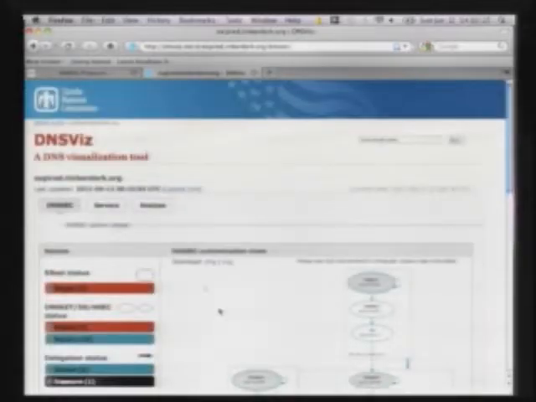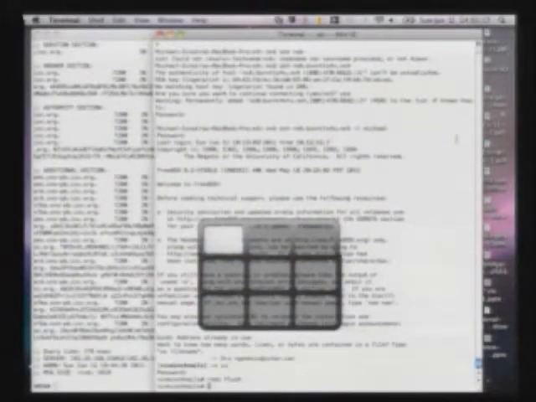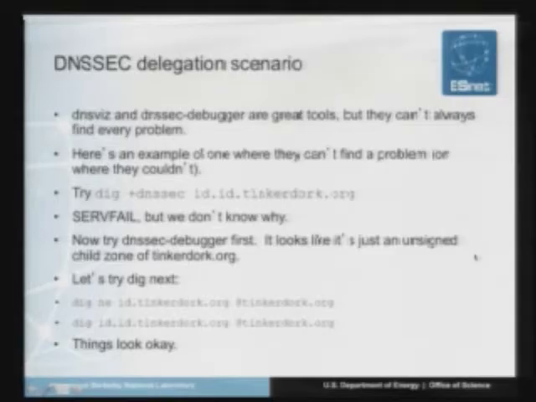Okay, so I'm going to have it start working on the next one, which is called ID, and then we're going to go do some troubleshooting with that. This way I'll allow DNSviz to do its thing. Okay, so if we try this one, dig +dnssec id.id.tinkerdork.org. This is a different subdomain.